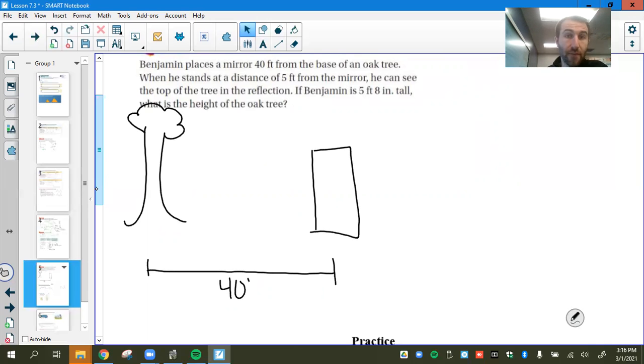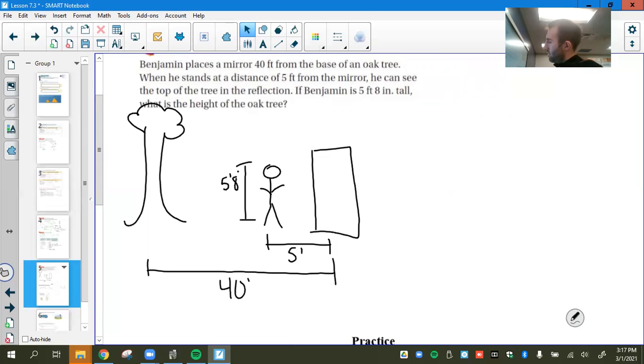When he stands at a distance of 5 feet from the mirror, okay, he can see the top of the tree in the reflection. Okay, if Benjamin is 5 feet 8 inches tall, what is the height of the oak tree? All right, so I don't know about you, but I kind of see a triangle being developed here.